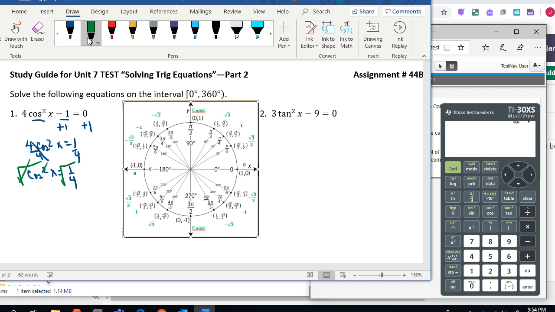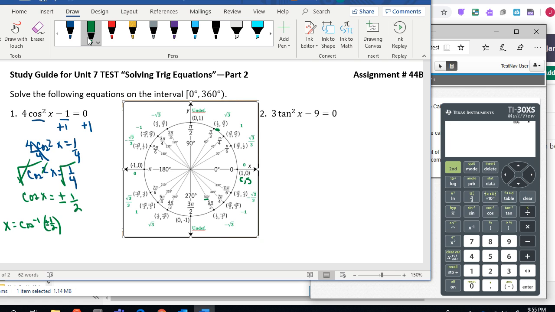When you take the square root of an item that's squared, it becomes just cosine x equals, now this side is positive or negative. Square root of 1/4 is 1/2. The square root of 1 is 1, square root of 4 is 2, giving me 1/2. Now this means that x is equal to cosine inverse of plus and minus 1/2. So where is cosine positive or negative 1/2?